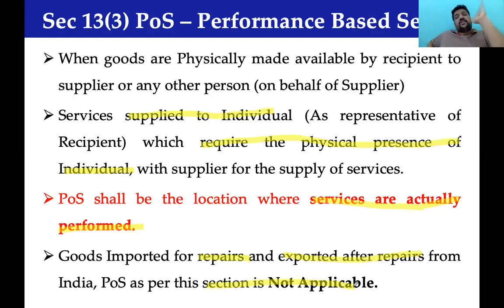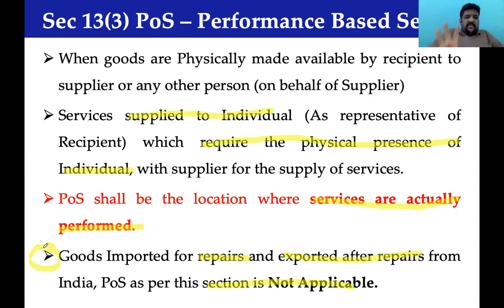Sir, when this section is not applicable, where should I go? You'll go and see other specified sections. If nothing is applicable, you'll go back to the general entry: location of the recipient will become the place of supply. Careful with this entry from an exam perspective. This is a little more important than the earlier two entries, because it should strike somebody.